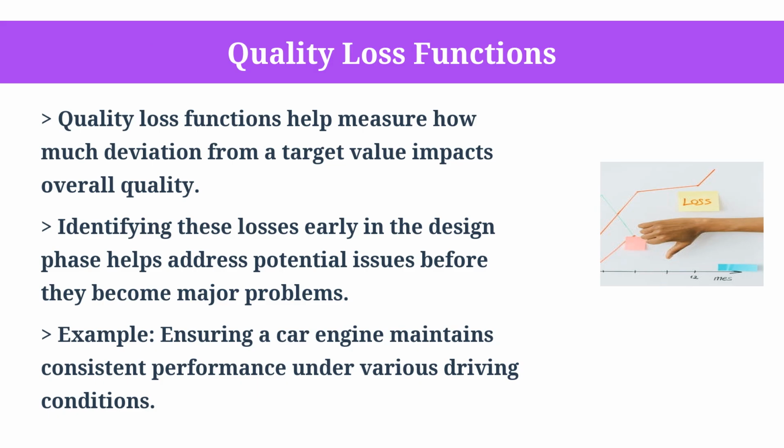To do this, we start with the concept of quality loss functions. These help us measure how much deviation from a target value impacts overall quality. By identifying these losses early in the design phase, we can address potential issues before they become major problems later on. Then comes parameter design. This involves choosing optimal settings for your design factors to minimize variation and maximize performance consistency. For example, if you're designing a car engine, you might focus on variables like fuel injection timing or air-to-fuel ratio to ensure consistent performance across different driving conditions.